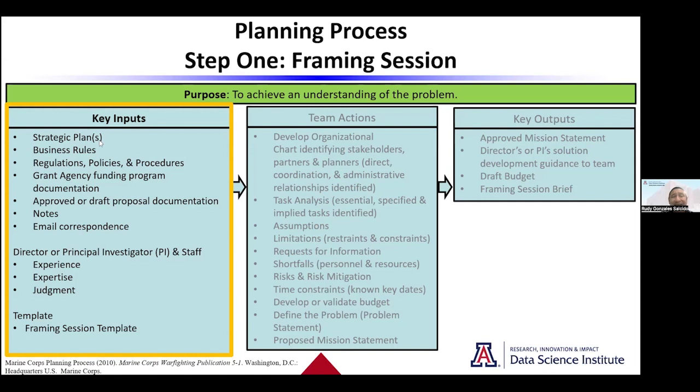So some of the key inputs may come in the form of a strategic plan. Maybe there's multiple, maybe there's business rules, maybe there's regulations, policies, and procedures that you need to follow. Maybe there's a grant agency funding program document. Maybe there's an approved or a draft proposal document, maybe you're just writing a proposal that is at its infancy, but there's already a draft. There may be random notes, because you've gone to 7 meetings and you've taken down notes, or maybe your PI or your director or whoever's going through collecting some of this data or information. Maybe it's in the form of email correspondence. It could be in a number of things.